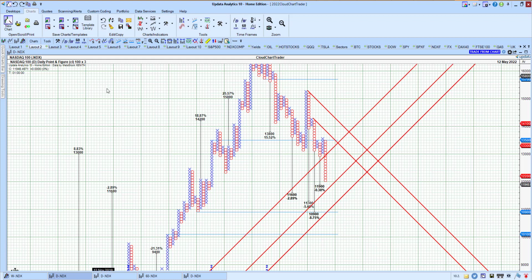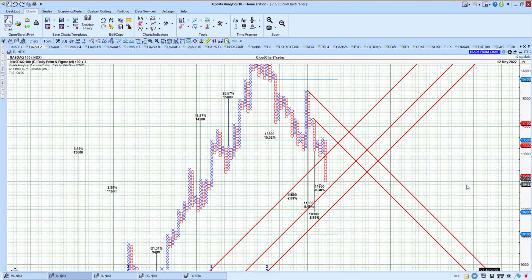I've got the 100 by 3 point and figure chart up, which means any kind of reversal to the upside or downside by 300 points will change the point and figure chart. For example, if we get a 300 point move to the upside and it closes on that level, then we'll get a little X next to the O here, and that means the current trend is reversing to the upside. Now, that's kind of what we're looking for in this chart.